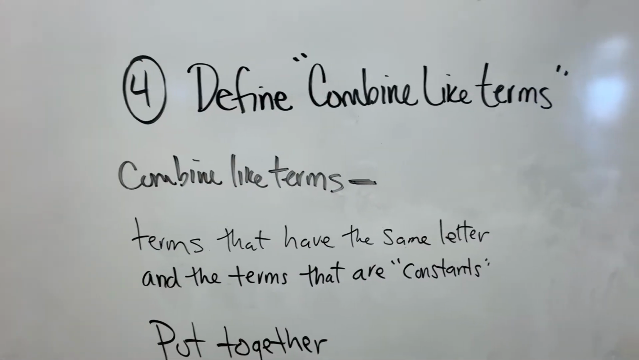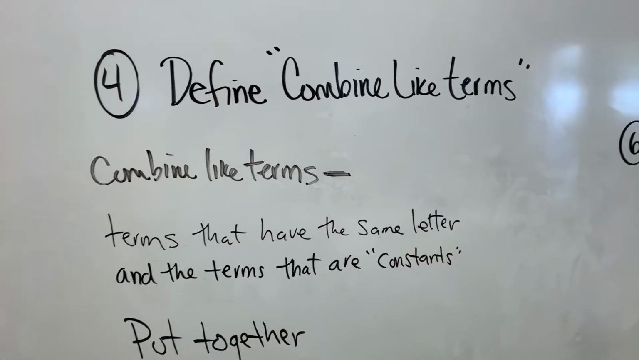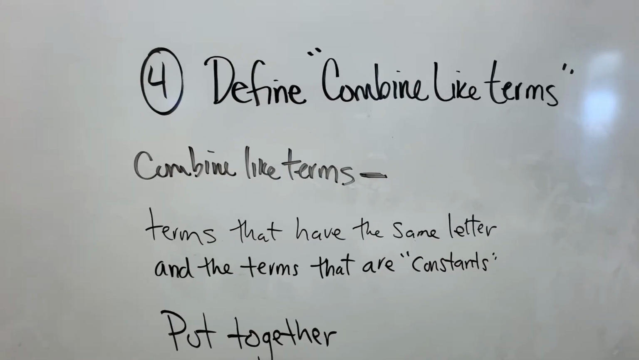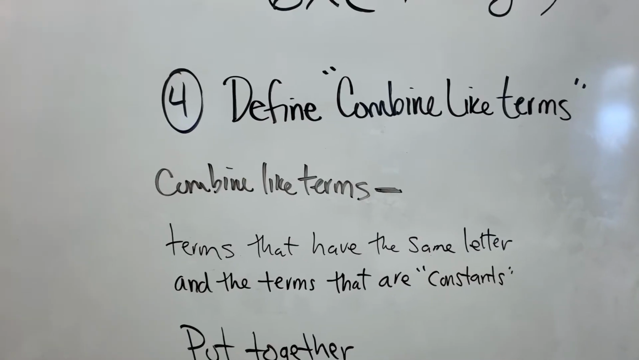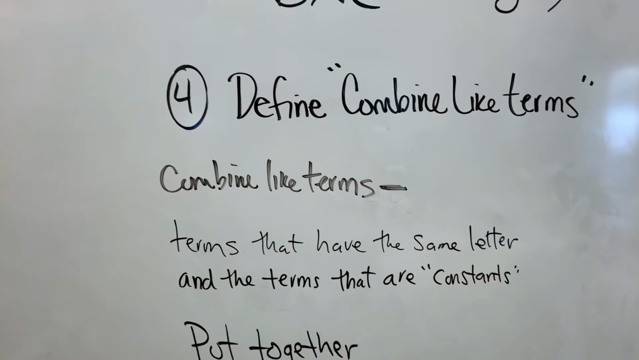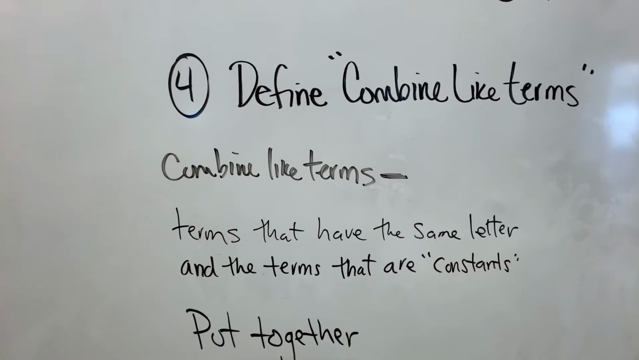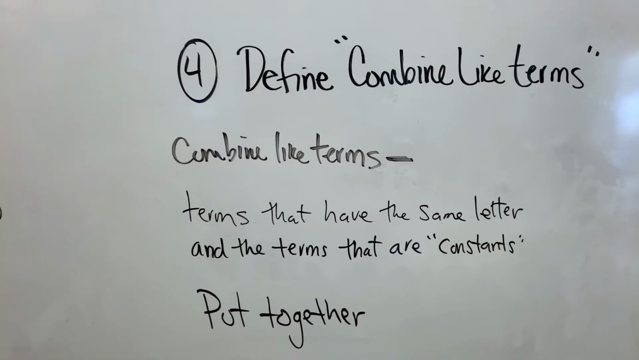Number 4, the class came up with what, if we had to define combine like terms, what does it mean? Well, like terms are terms that have the same letter, and we could combine like terms that are constants. And then we also said combine, another way to say it is put together.